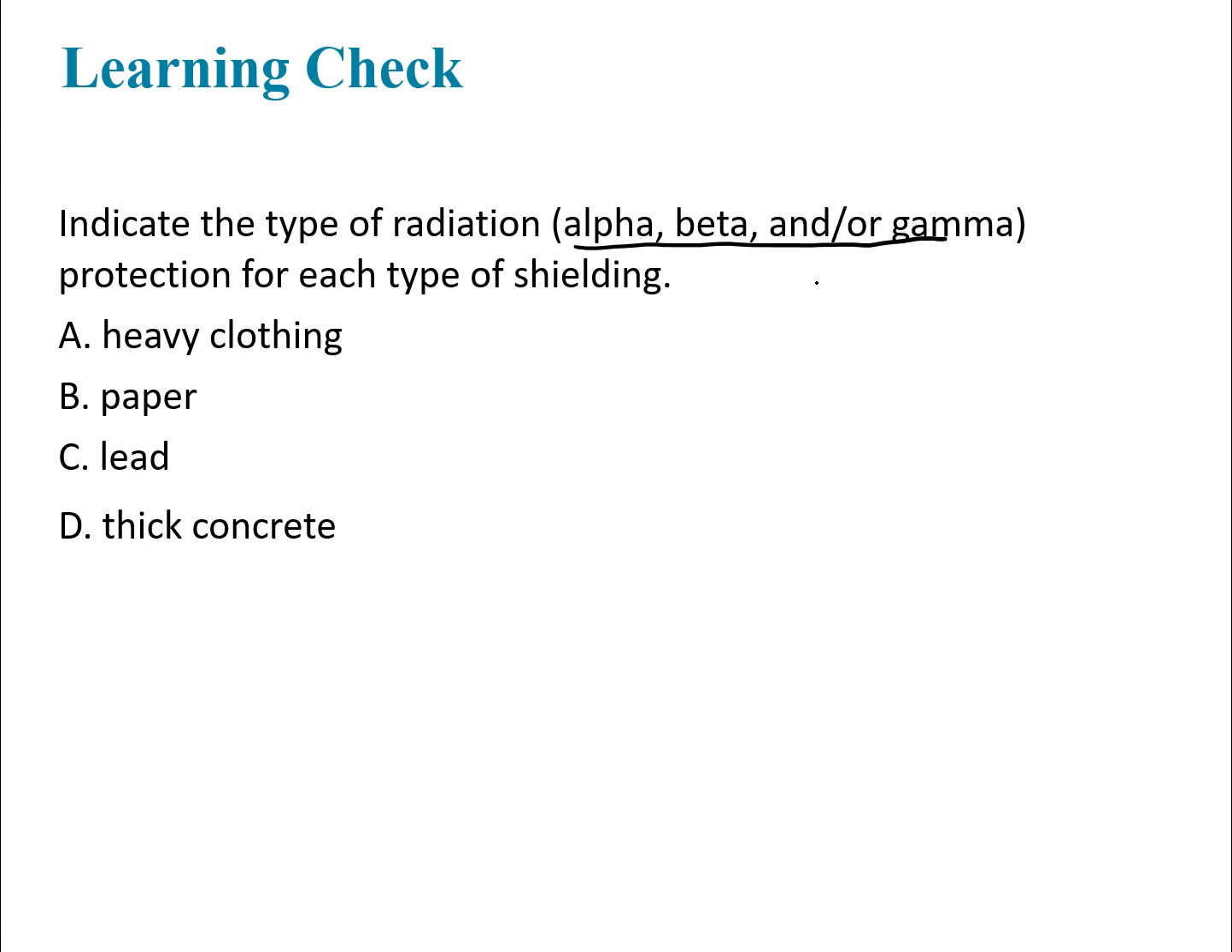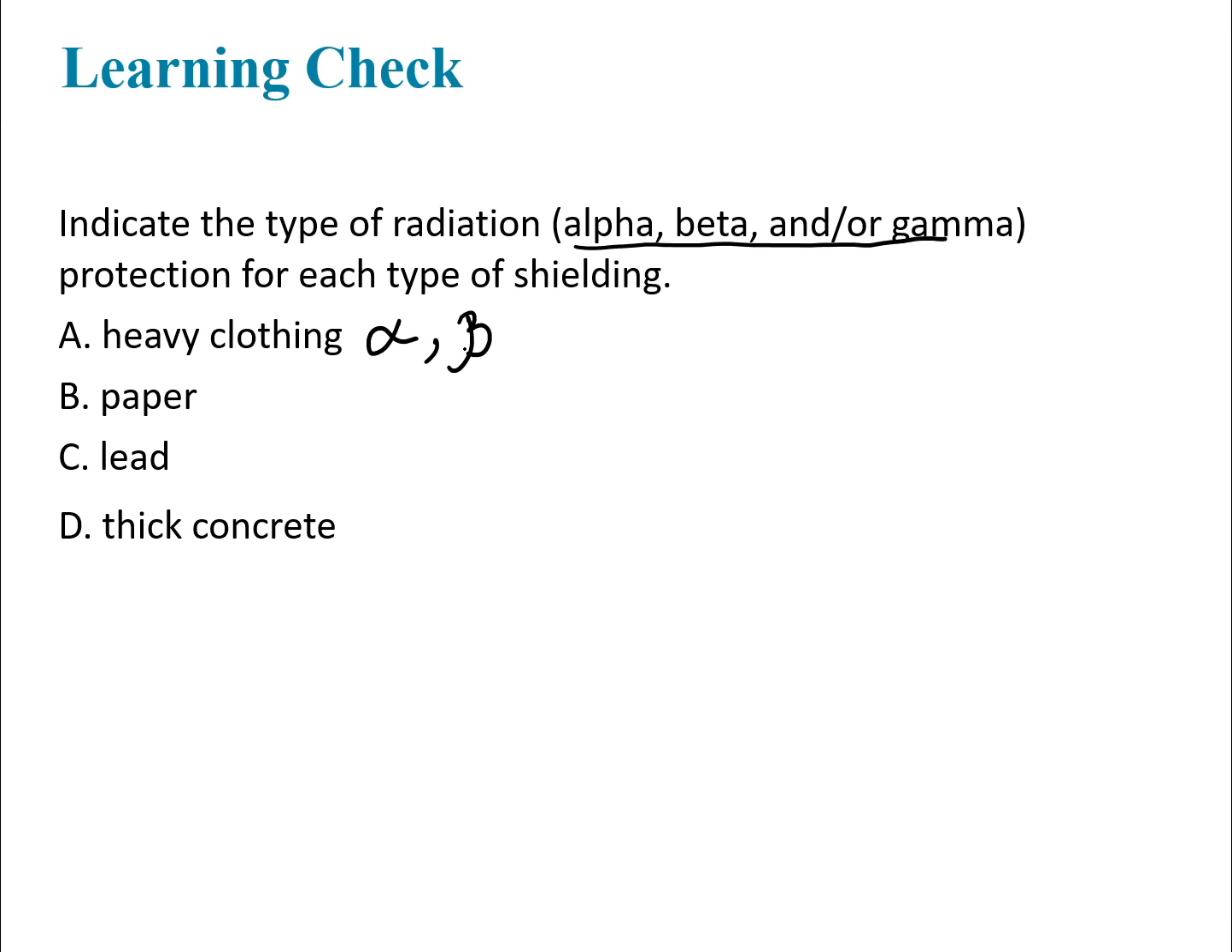So heavy clothing, and I'll just walk through the first two. Heavy clothing, well, alpha particles are pretty much, as long as you're wearing clothes, you're protected from alpha particles. So heavy clothing will absolutely protect you against alpha particles. It'll also protect you against beta particles. Will it protect you against gamma rays? Will heavy clothing protect you against gamma rays? No. No, it will not. So for A, it's only alpha and beta.